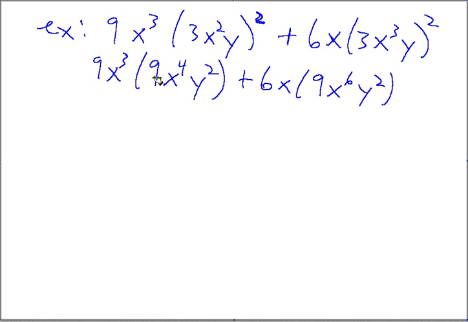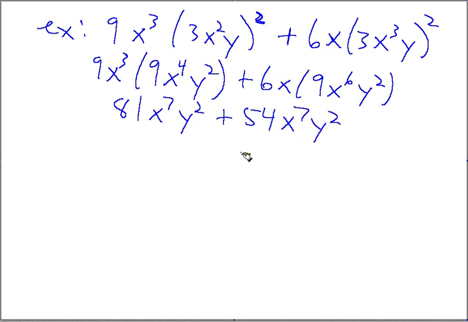All right. Now we multiply before we add. Right. So 9 times 9 is 81. x to the what? x to the 7, right? 3 plus 4. y squared. All right. Plus 6 times 9 is what? 54. All right. x again, 1x here, 6x here, so 7x in total, x to the 7th, and then y squared by itself.